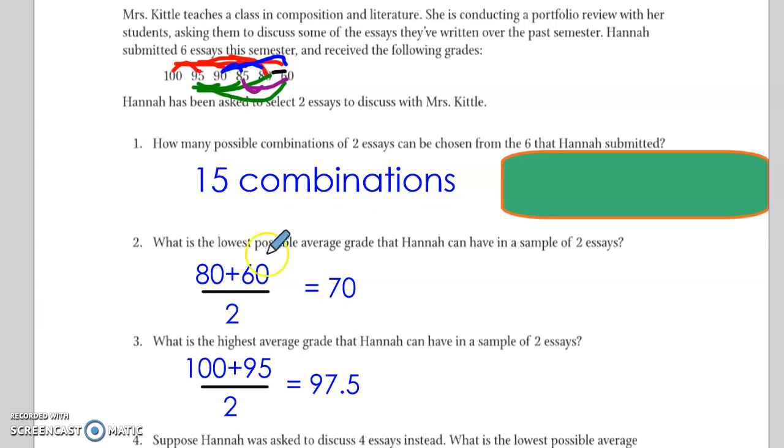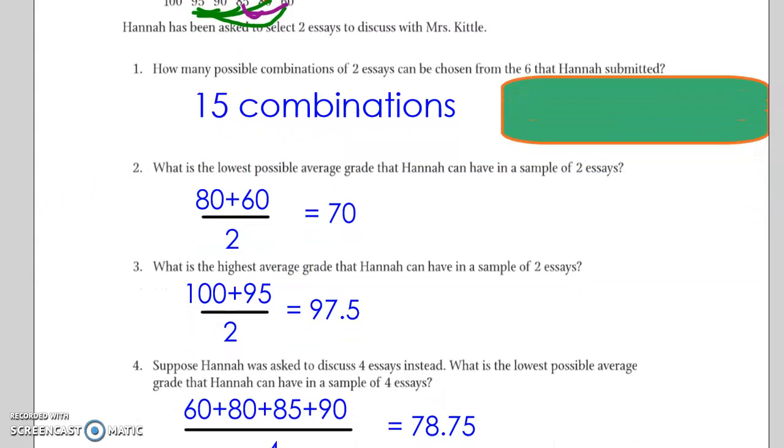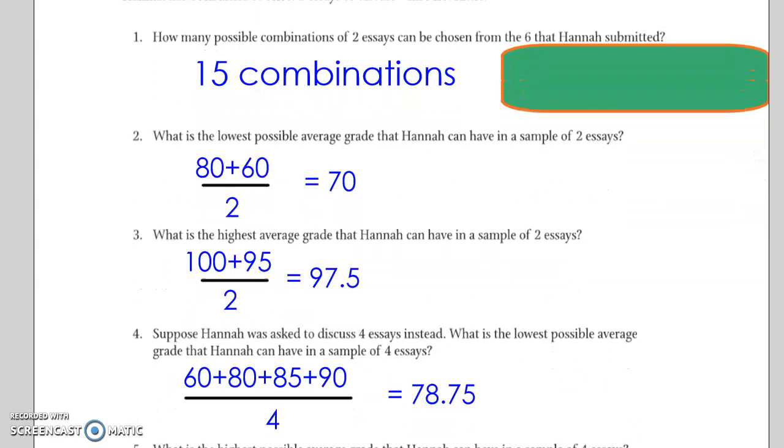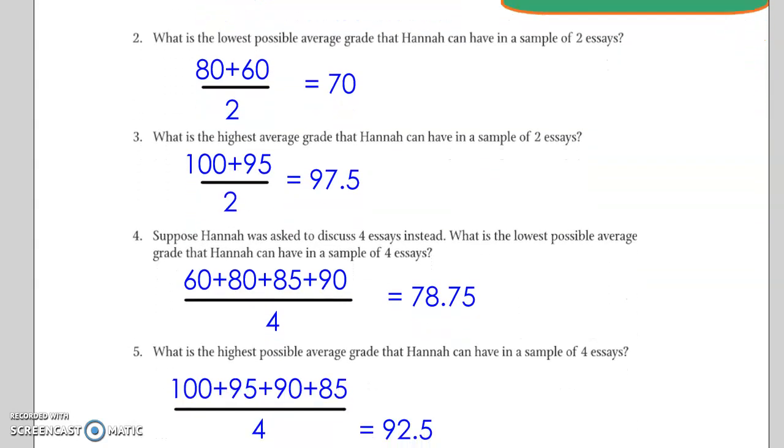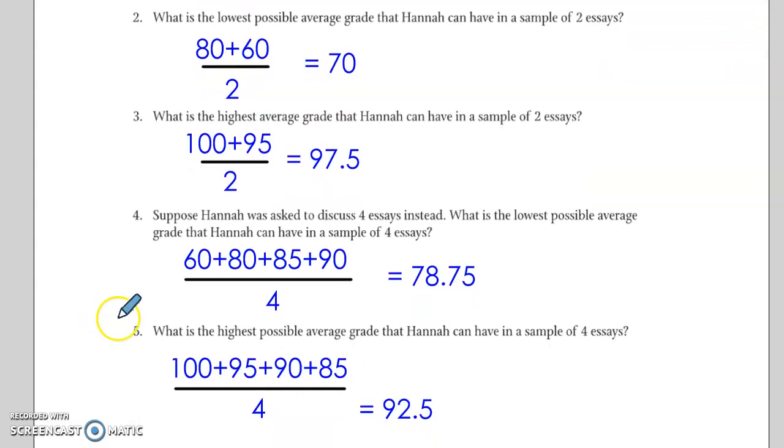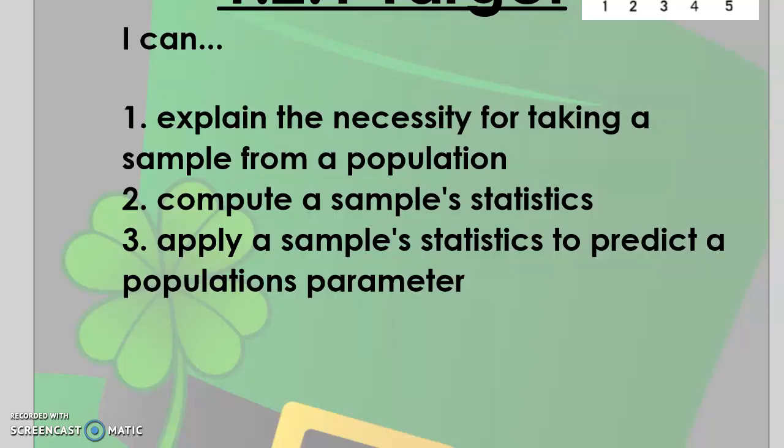Remember, the average is the same thing as the mean. So I took my two lowest scores, added them up, divided by 2. Likewise, in number 3, I took my two highest scores, divided it by 2. And then instead of looking at 2 scores, I looked at 4. Hopefully you did well with the warm-up.